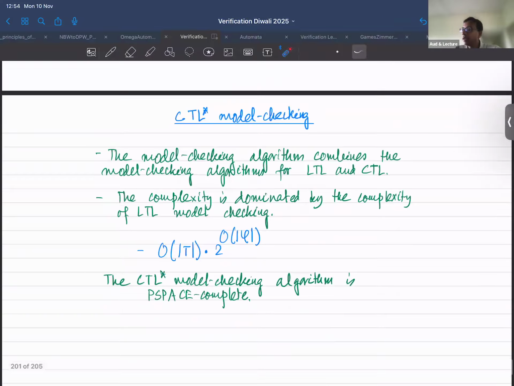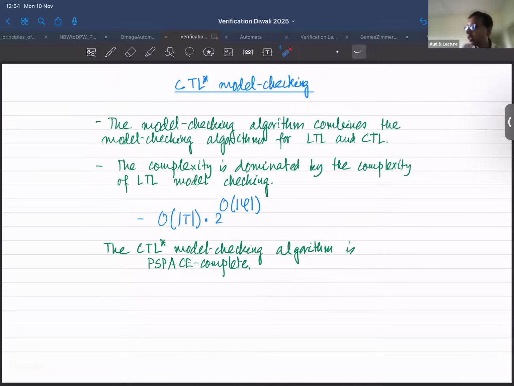So we will not go through the CTL star model checking in detail, but essentially the CTL star model checking, you can try to read it yourself. It combines both the algorithms of LTL and CTL, and the complexity is again p-space complete. The CTL star model checking is p-space complete. And I think the p-space hardness is clear enough. The hardness follows directly from LTL model checking. But what is interesting is the upper bound, why it is also in p-space. So this is something you can try to read yourself.